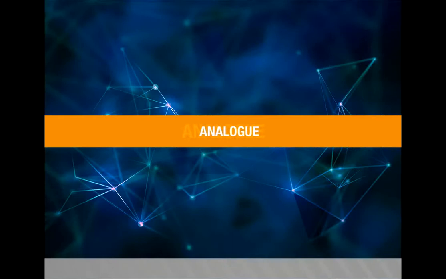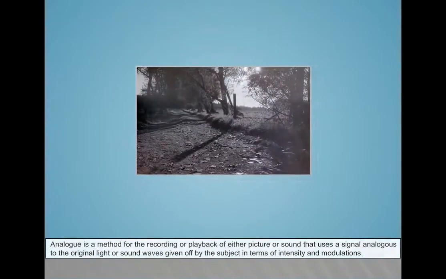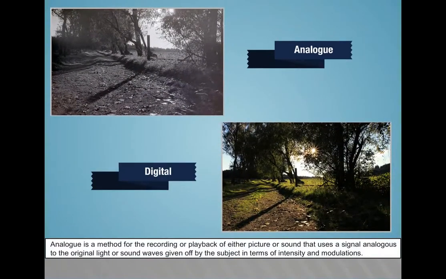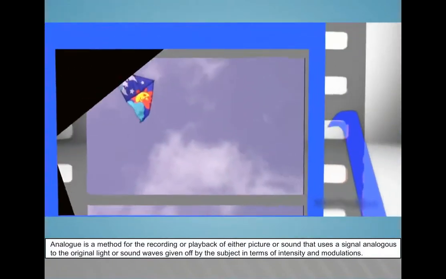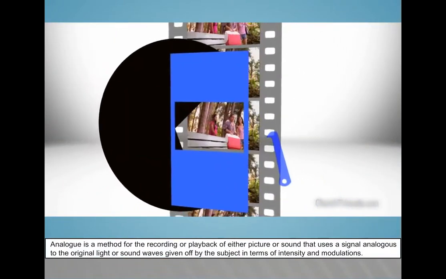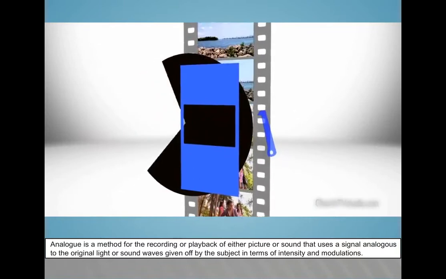Analog. In this video, we are going to see about analog. Analog is a method for the recording or playback of either picture or sound that uses a signal analogous to the original light or sound waves given off by the subject in terms of intensity and modulations.